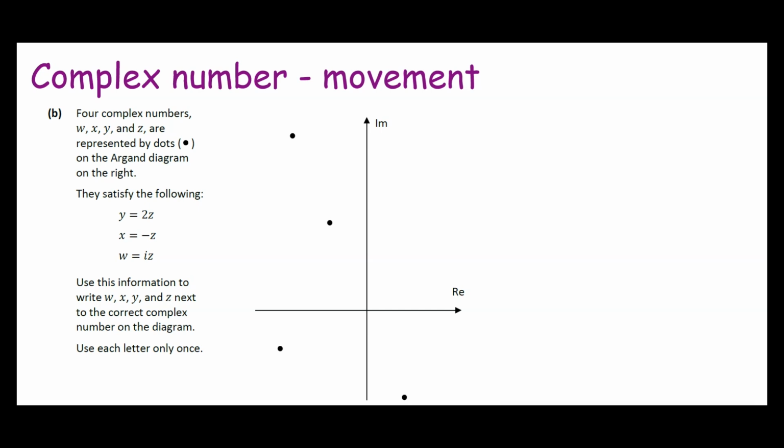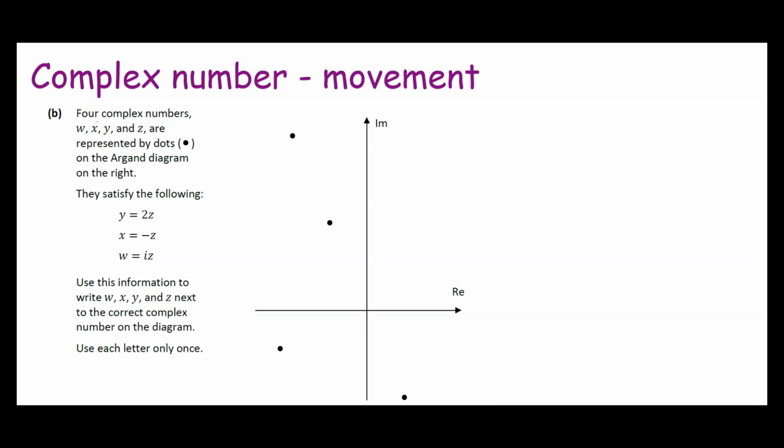So let's look at the movement of the complex number on the diagram. For complex numbers w, x, y, and z are represented by dots, and we can see there are 4 of them on the Argand diagram on the right. They satisfy the following. So this is the information that we know about those 4 dots. Use this information to write w, x, y, and z next to the correct complex number on the diagram. Use each letter only once.